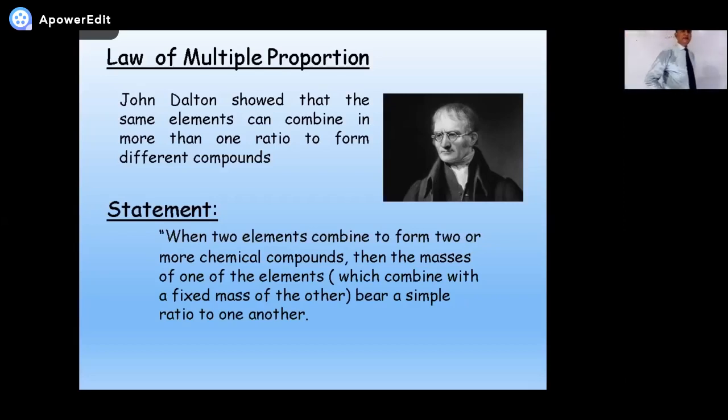When two elements combine to form two or more different chemical compounds, then the masses of one of the elements, like we have oxygen over here, which combine with a fixed mass of the other, like hydrogen. Confused? No problem, you will understand it easily. If you understand it 50%, it's okay.